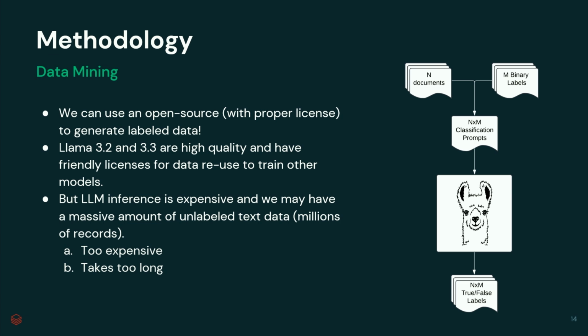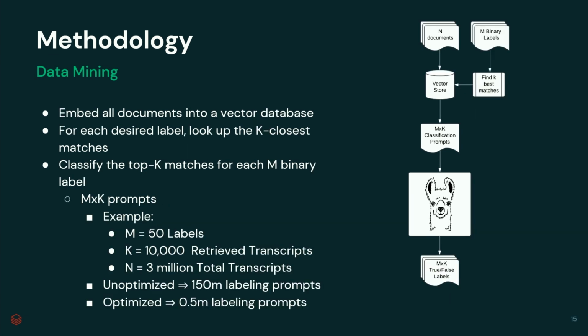You're going to have the same constraints you had on the previous inference solution, in that it's going to take a long time, it's going to be very expensive, but it's totally doable. And Llama 3.2 and 3.3 have very permissive licenses. You're allowed to reuse the data that comes out of them to train other models. So Llama is a great candidate to use here for training our smaller classifiers. But we didn't want to spend all that money, so we wanted to come up with an optimized solution.